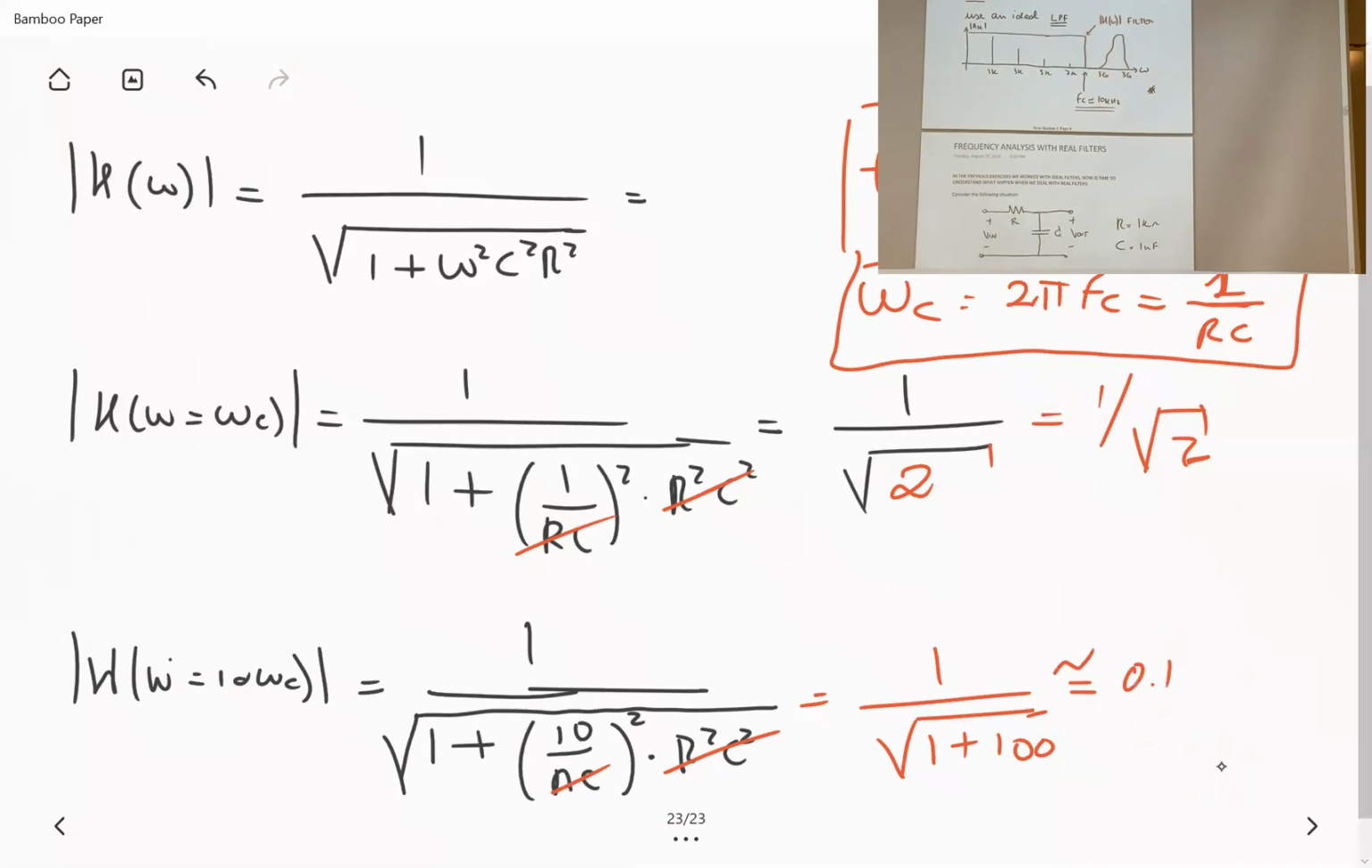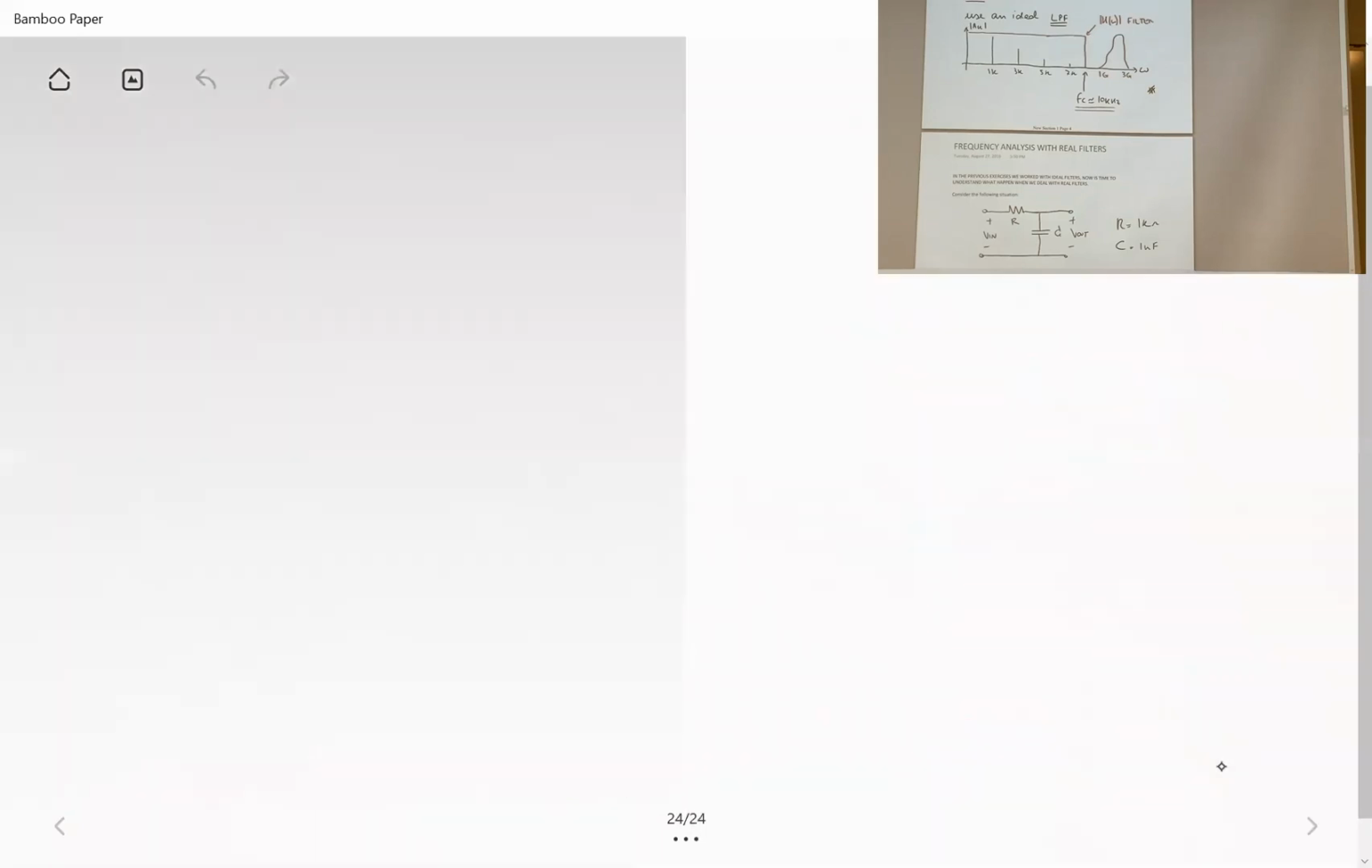So 0.1. This means that if your signal is at 10 times the cutoff frequency, the frequency response is 1/10, which means the filter divides your input signal by 10, okay? Let's try to proceed and calculate the frequency response at 100 FC.